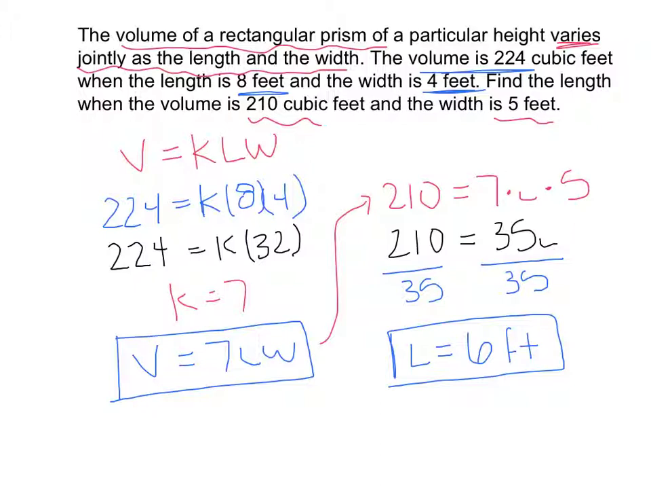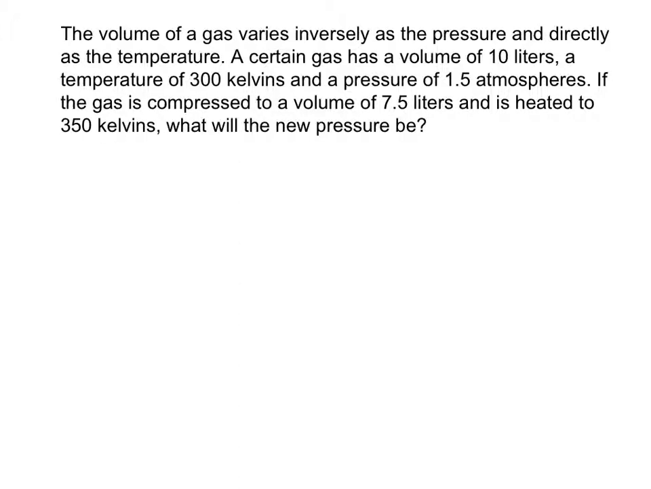So now we've seen combined and we've seen joint. Not a lot of differences, except we have to plug in more numbers in order to find our constant. The volume of a gas varies inversely as the pressure and directly as the temperature. So this is a combined problem. It varies inversely as the pressure, which means we're going to have divided by pressure, and directly as the temperature. So temperature will be in the numerator. So volume varies inversely as pressure and directly as temperature.